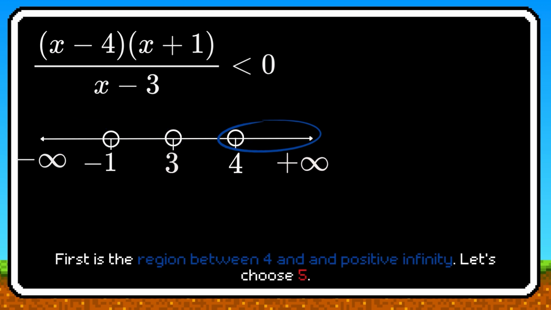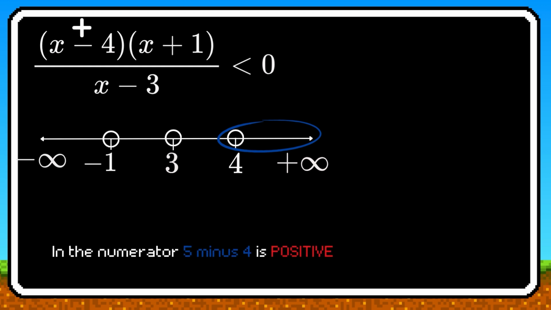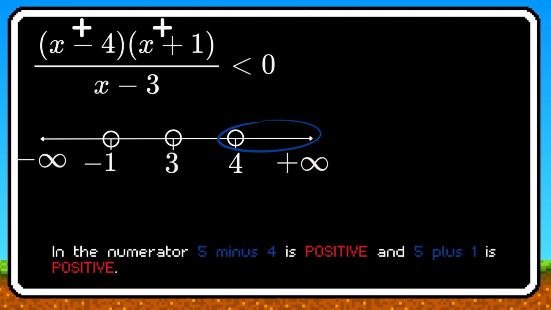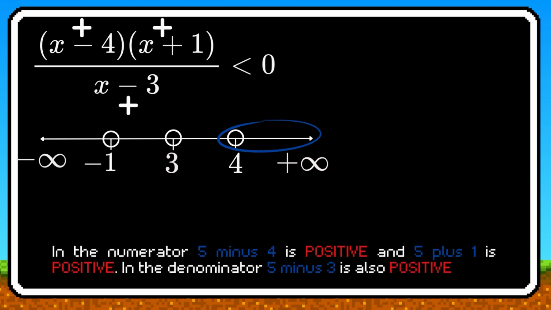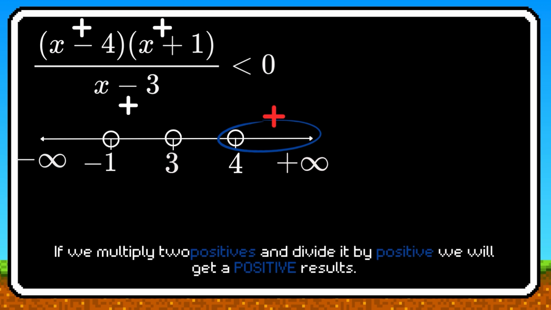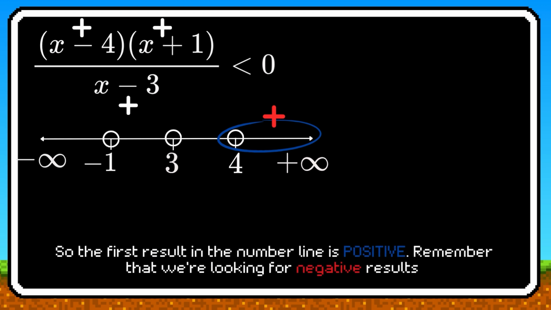First is the region between 4 and positive infinity. Let's choose 5. In the numerator, 5 minus 4 is positive, and 5 plus 1 is positive. In the denominator, 5 minus 3 is also positive. If we multiply two positives and divide by a positive, we will get a positive result. So the first result on the number line is positive. Remember that we're looking for negative results.